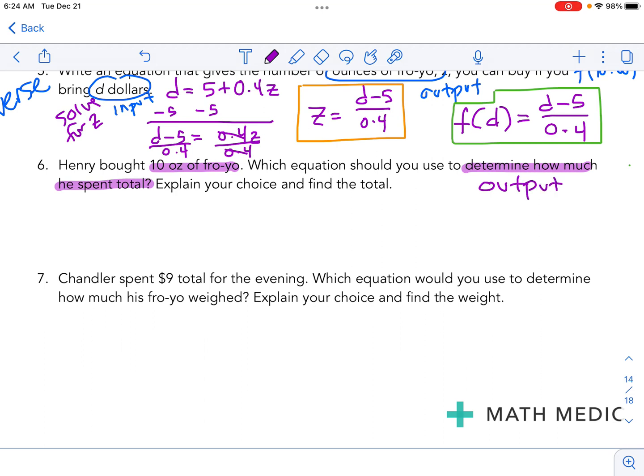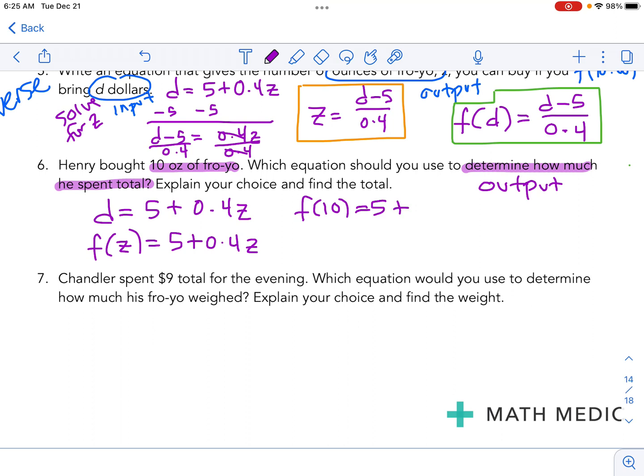Well, if this is the output, we want to find how much money he spent, then we should be using the function where we can find the dollars, right? So it would be 5 plus 0.4z. And in function notation, this is f of z equals 5 plus 0.4z.